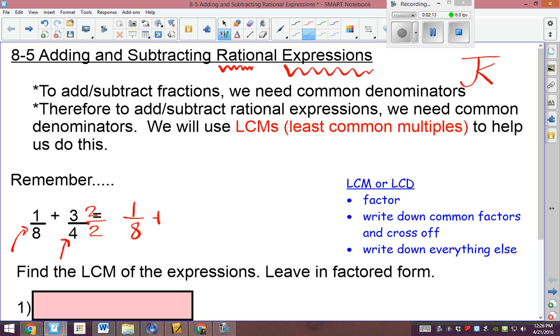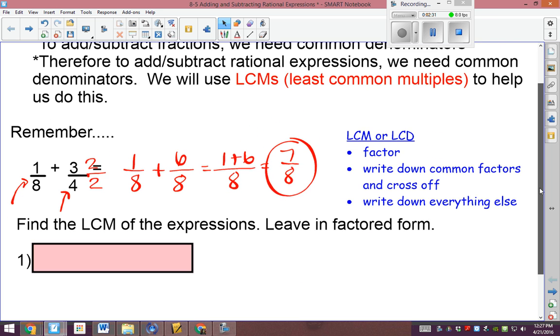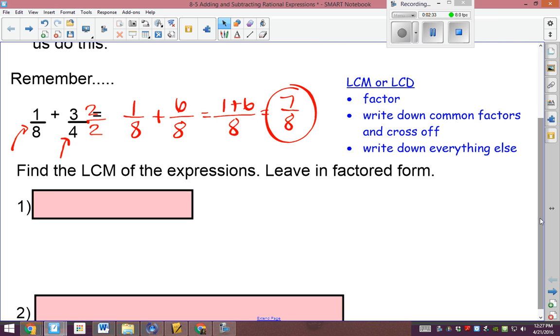What does the second fraction become? 6/8. Now, are we allowed to add those together? Yes. That is no different than 1 plus 6 all over 8. And that is? 16/8? No, I don't think so. You're so funny. Okay, we're kind of working our way into these examples.